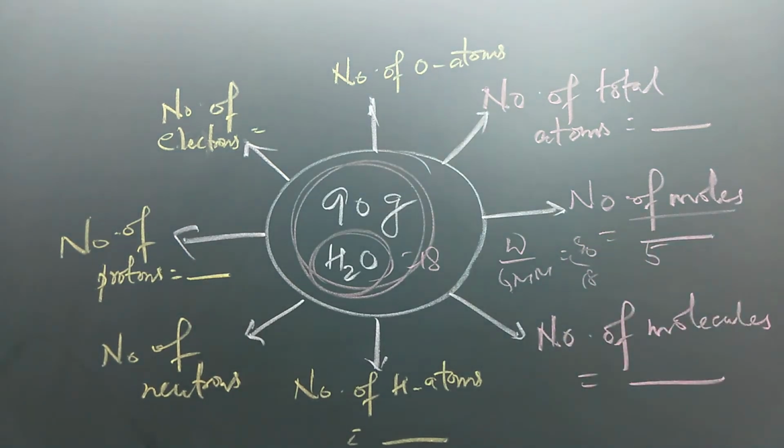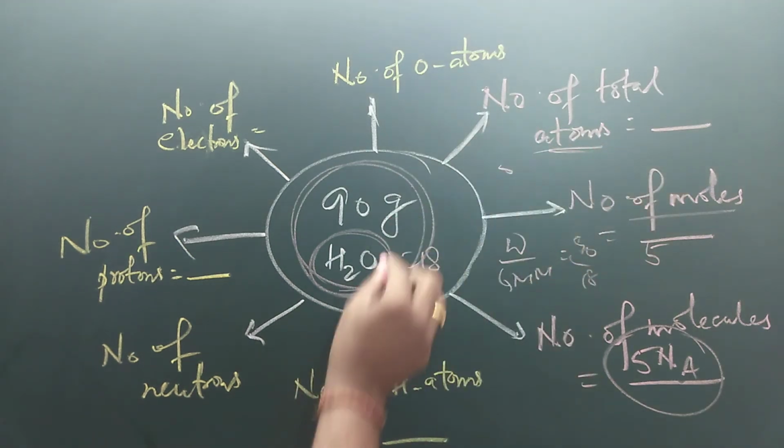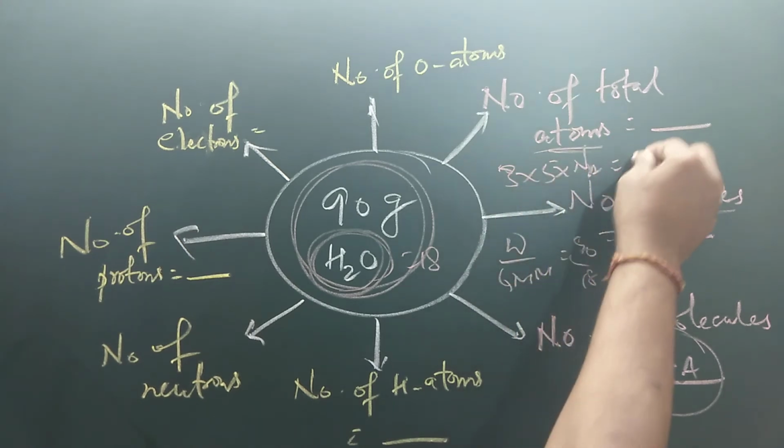Now the number of molecules. The number of molecules is given by moles into Avogadro number. So the number of moles is 5, and if you want to calculate the number of molecules, it will be 5 into Na, that is 5 into Avogadro number. Now the total number of atoms: the atomicity of water is 3, so 3 into 5 into Na, that is 15 Na.